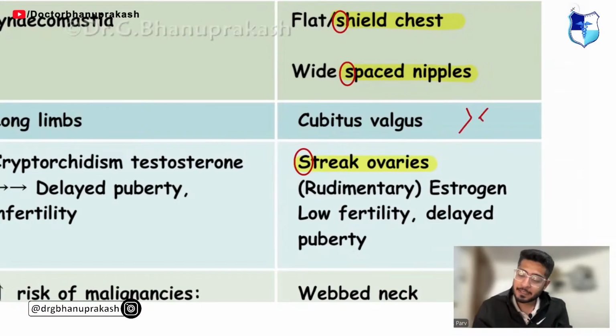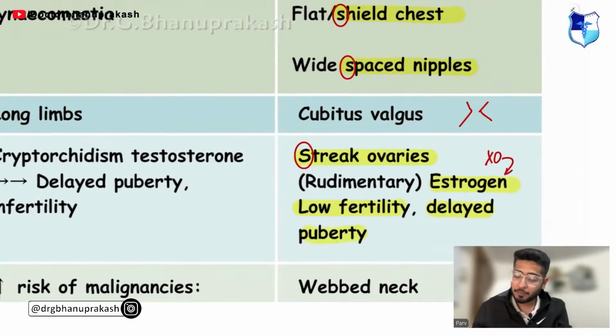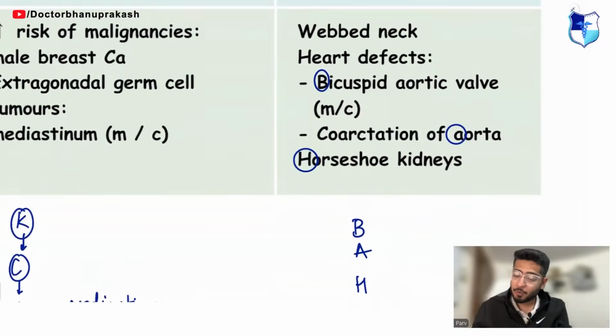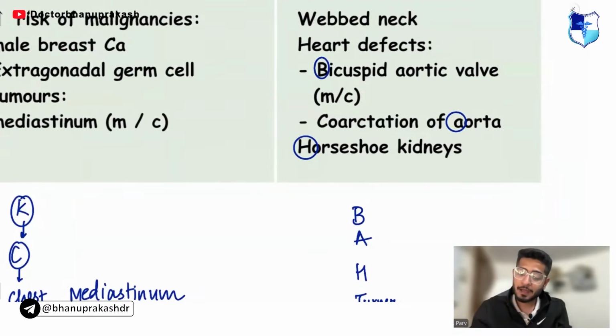Okay, valgus is just like this. Cubitus valgus is also seen in them. You know that it is 45XO, and that's why there is a decrease in estrogen. So there will be low fertility and delayed puberty. And what we have seen in Turner's, you have a webbed neck.